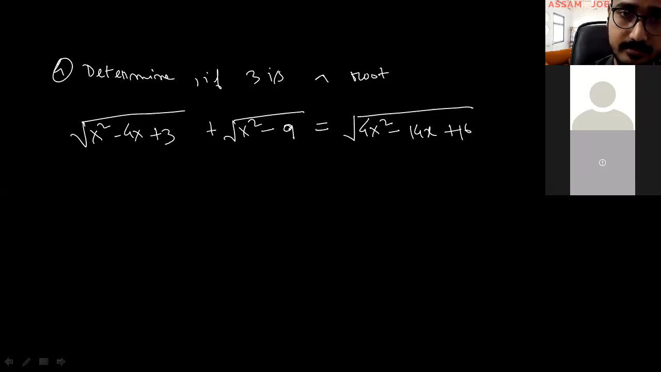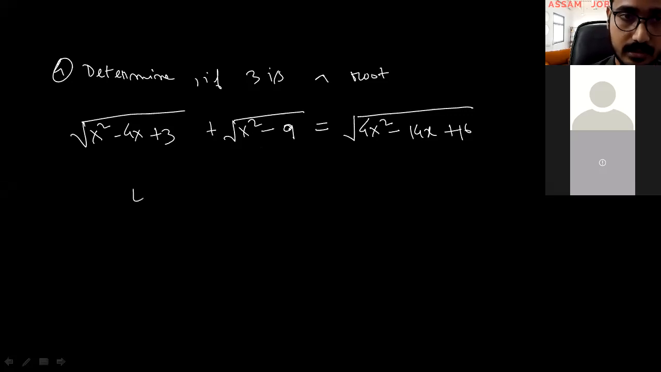So how can you find? The equation will be equal to 0, or after putting the value x equal to 3 in the left hand side and the right hand side, if both sides are equal, then 3 will be one root. Yes or no? Yes, sir.